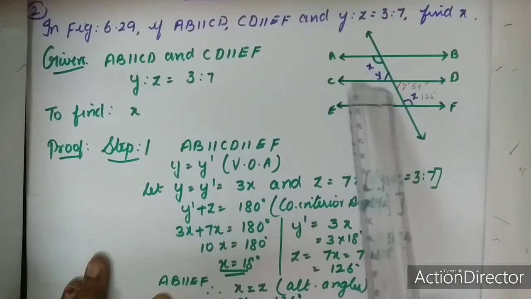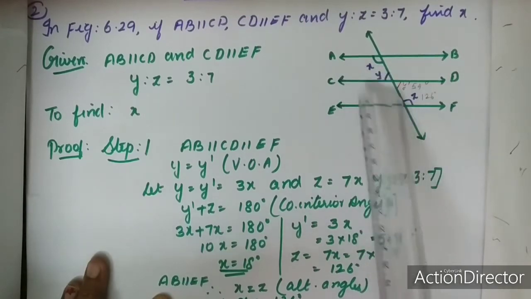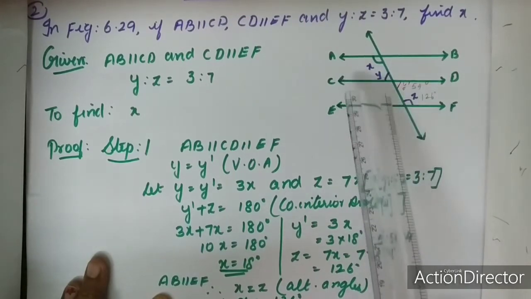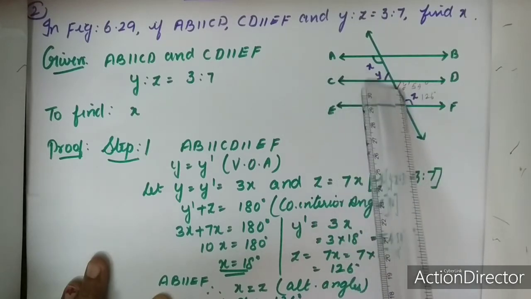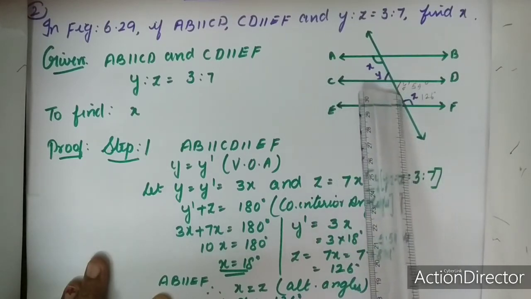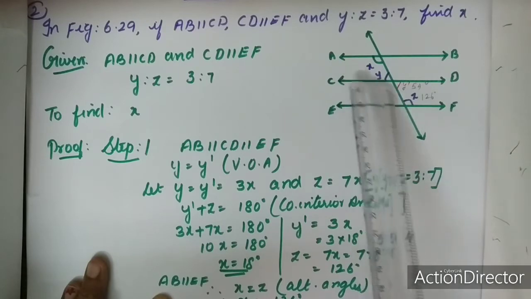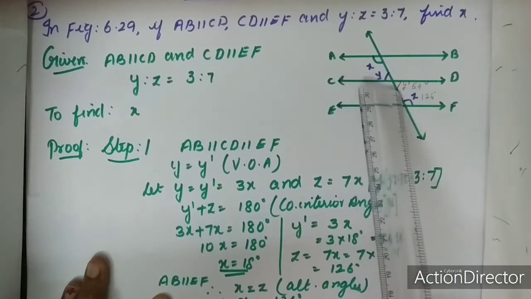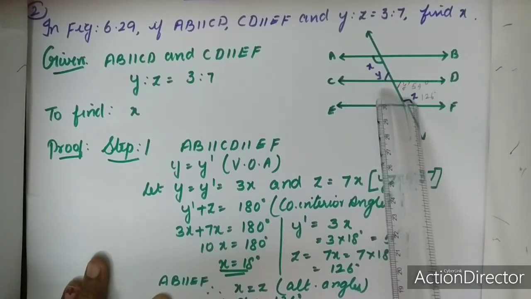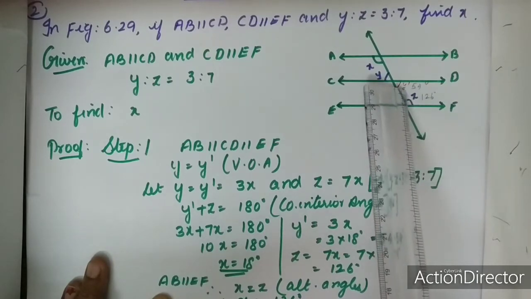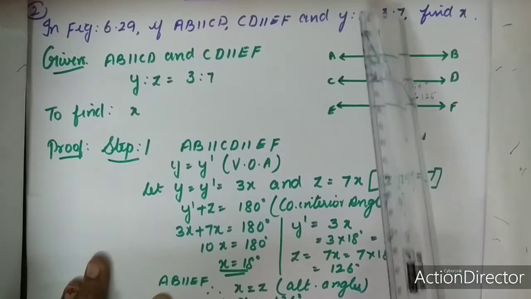But if you observe the figure, there is no relation between y and z. In order to bring the relation, I am going to find one more angle over here, y dash, which is the vertically opposite angle of y. So now I can write y dash to z is equal to 3:7. So let y dash be 3x and z be 7x.